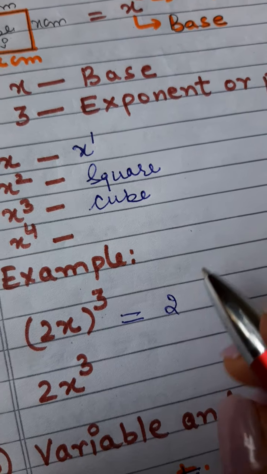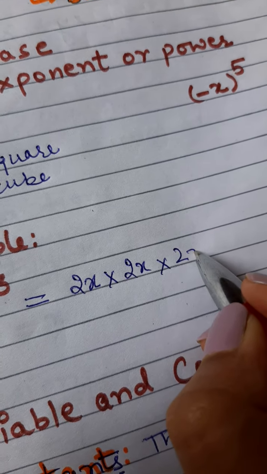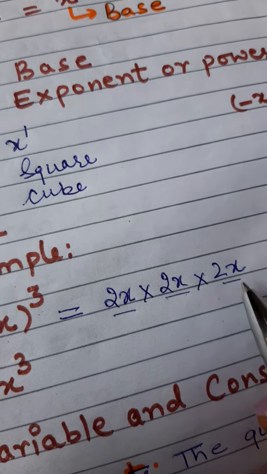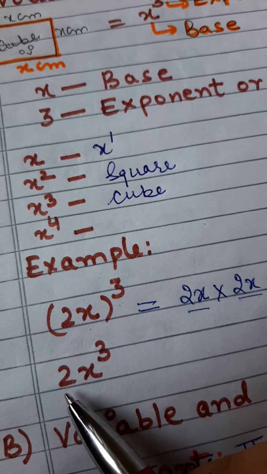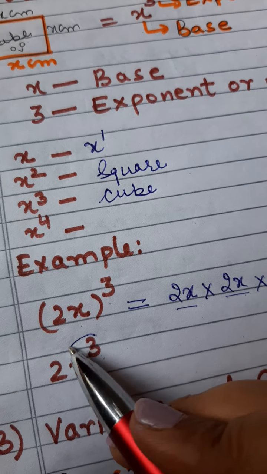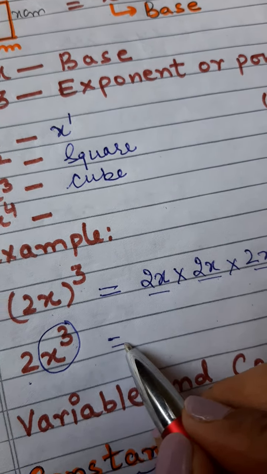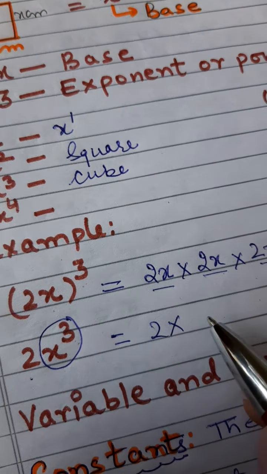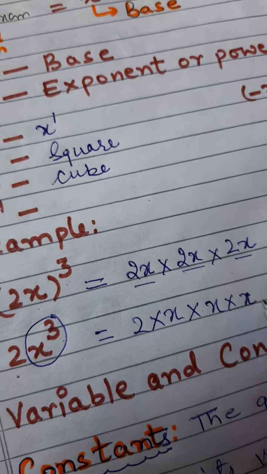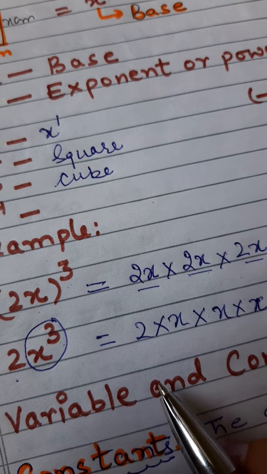If we want to expand this, 2x multiplied by 2x multiplied by 2x, right? We have multiplied the term 2x together 3 times. And if it is written like 2x raised to the power 3 or 2x cube, now here the power of x is given, not of 2, right? So we will write it as 2 multiplied by x 3 times, x multiplied by x multiplied by x. So it is equal to 2x cube. So there is a huge difference.